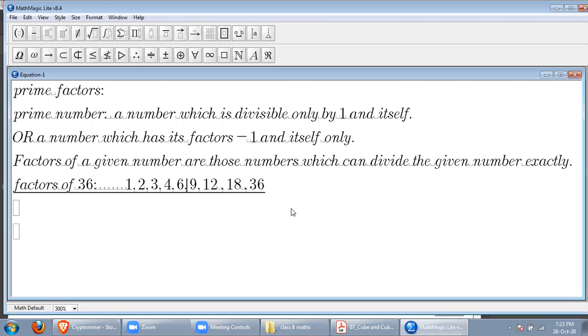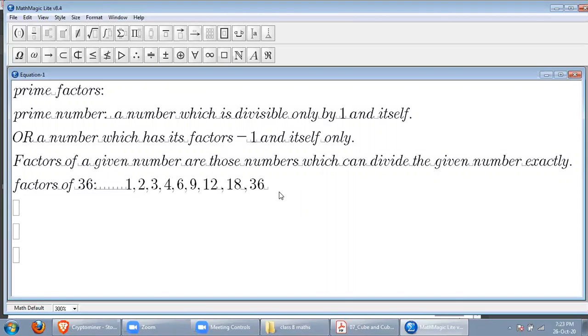36 is a composite number because it has other factors other than 1 and itself. 1 is here and itself means 36 is here, but there are also other numbers which can divide 36 exactly. So it is a composite number. And do you know what a composite number is?